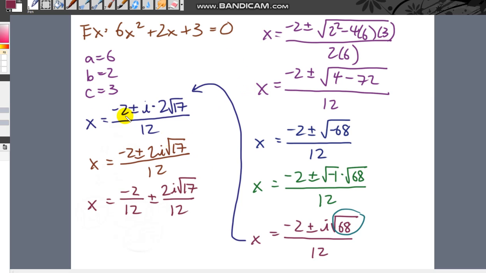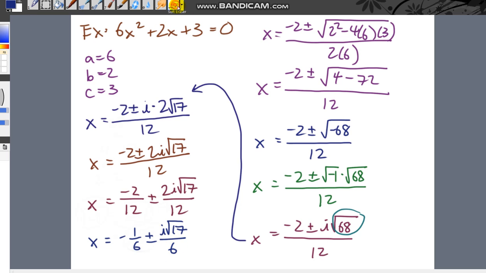Okay, and then what I see next is that 2 over 12 can reduce to 1 over 6, and this 2 over 12 can also reduce to 1 over 6. Okay, so what we have is, if I reduce this, we get x equals negative 1 over 6 plus or minus I times the square root of 17 divided by 6.